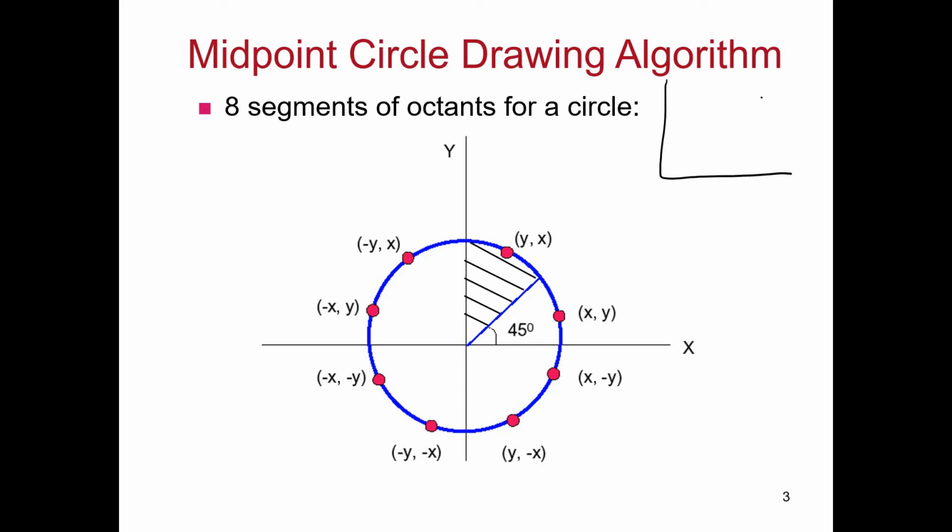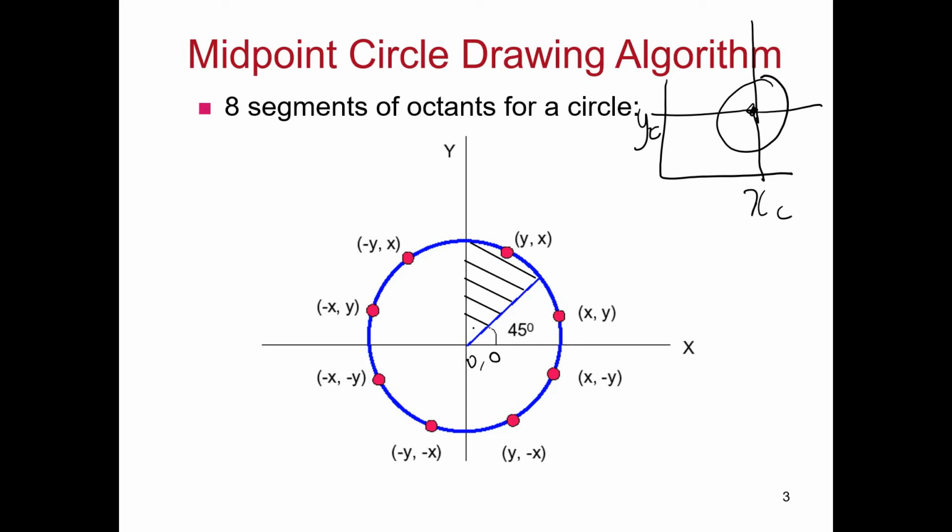We may have a circle here. Okay, this is your xc and this is your yc. So the first thing that we do is we take the circle on the origin of the x and y plane, that is here 0, 0. Then we will divide the circle into 8 segments.